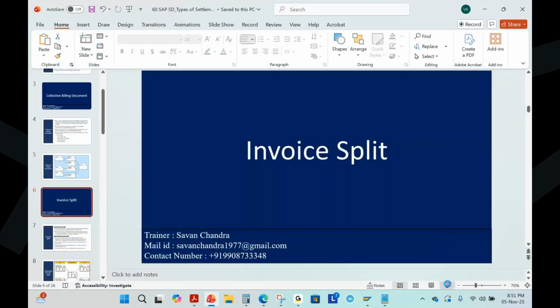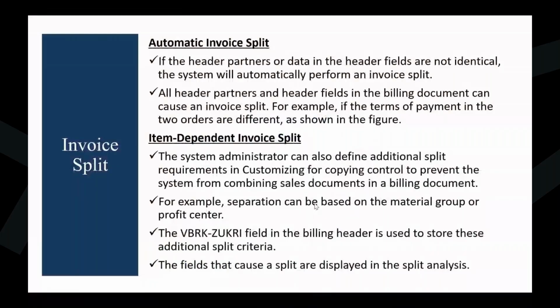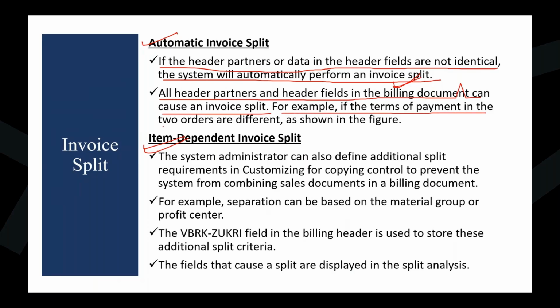Now the next one is invoice split. In the invoice split you have two things: automatic invoice split and item dependent invoice split. If the header partners or data in the header fields are not identical, the system will automatically perform an invoice split. Suppose the header data in the sales orders or outbound deliveries is not identical, then it will do the invoice split. All header partners and header fields in the billing document can cause an invoice split. For example, if the terms of payment in the two orders are different, as shown in the figure.